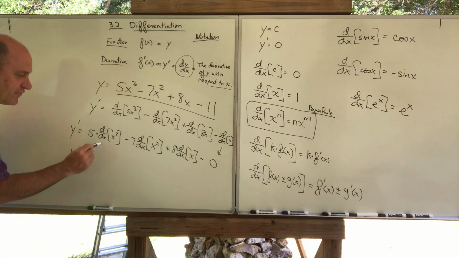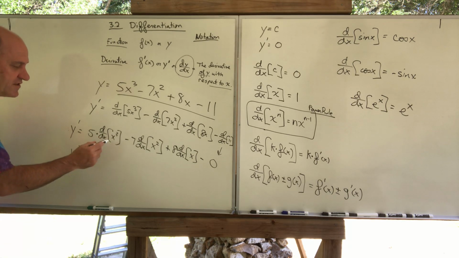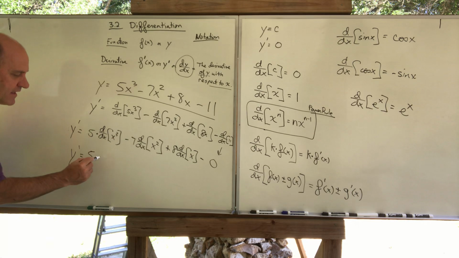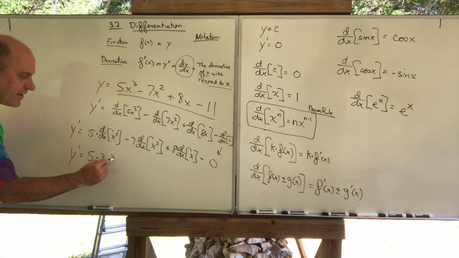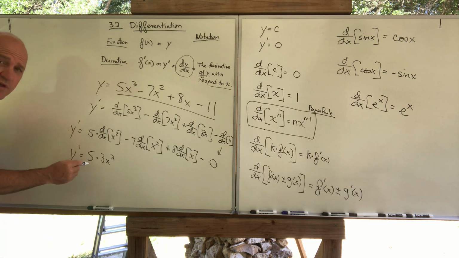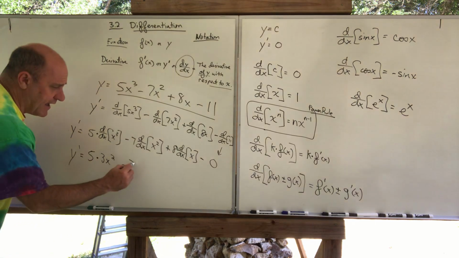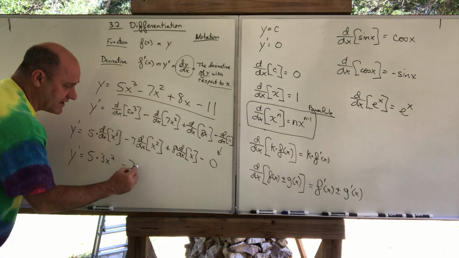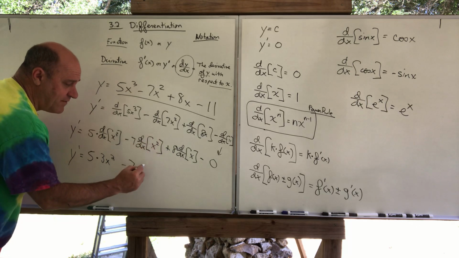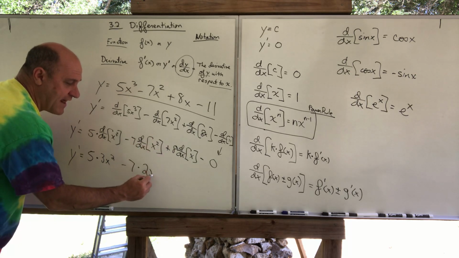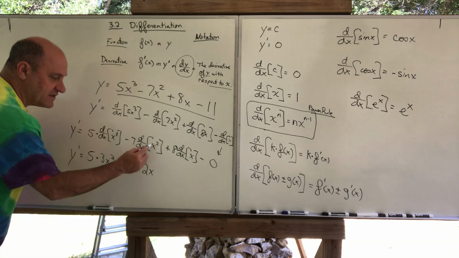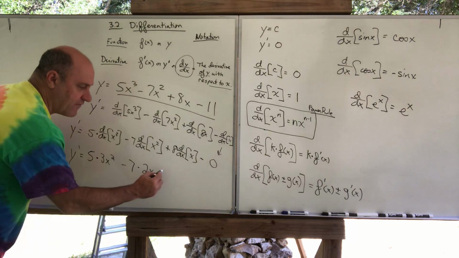I'm going to do the derivative of this x cubed. And according to the power rule, you bring the 3 down, and it's a 3x squared. And the 5 is waiting out front to be multiplied. I'm going to do the derivative of x squared. That's going to be bring the 2 down, subtract 1, you've got x to the first. That's the derivative, and the 7 is waiting out front.